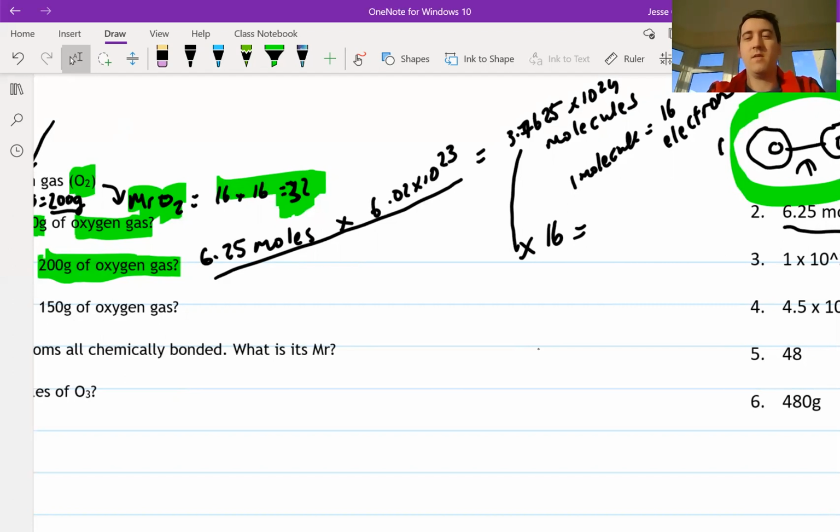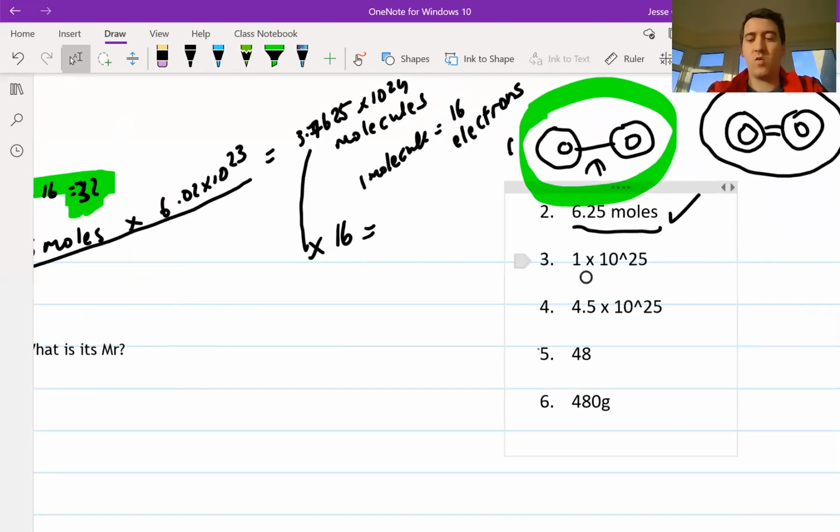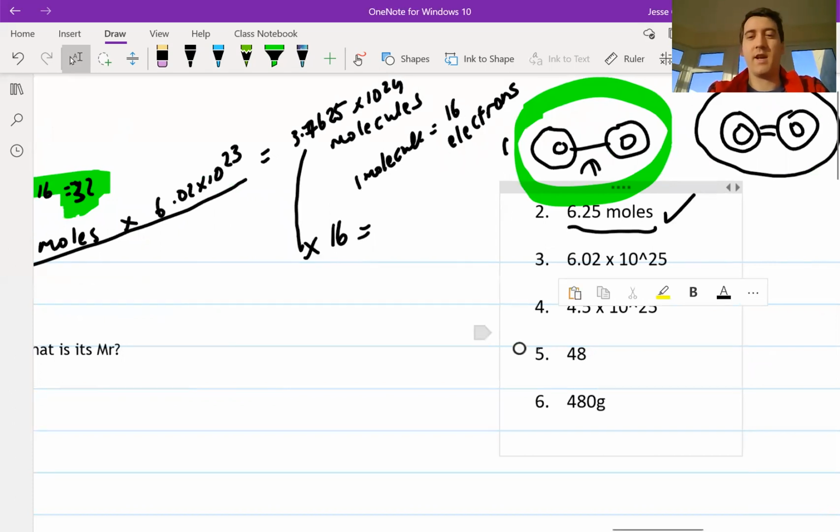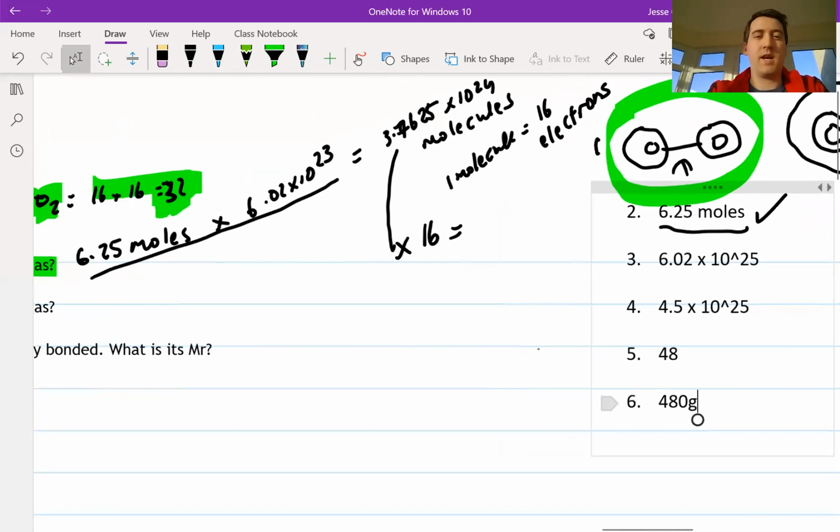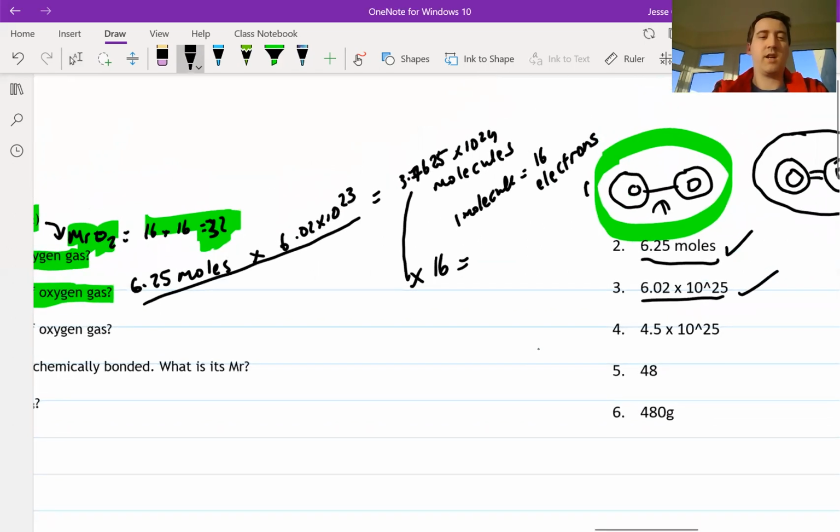Okay, the answer I'm getting now, twice in a row, is 6.02 times 10 to the power of 25. So you should hopefully be getting the same. I don't know why I got a different answer the last time. Maybe I put it in the calculator wrong. Can happen. Pretty sure about this one now: 6.02 by 10 to the power of 25 electrons. So well done if you got that right.